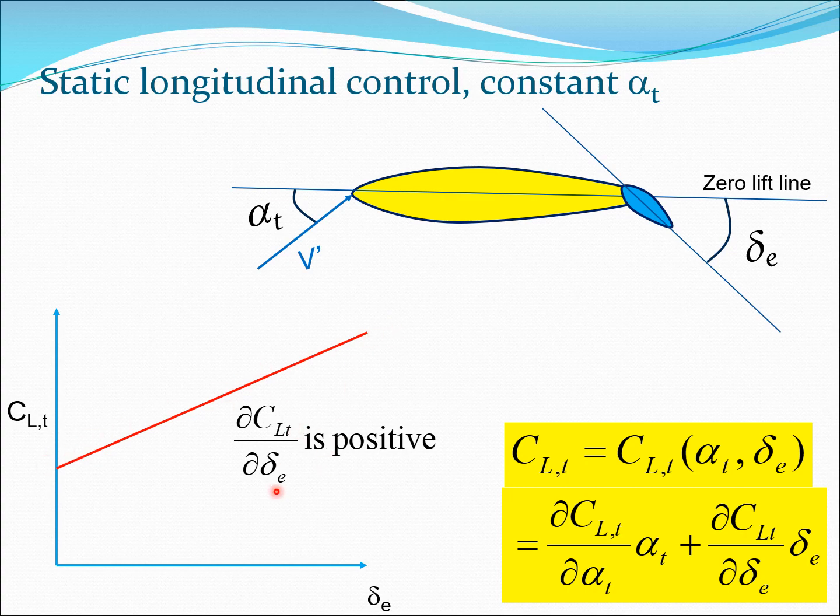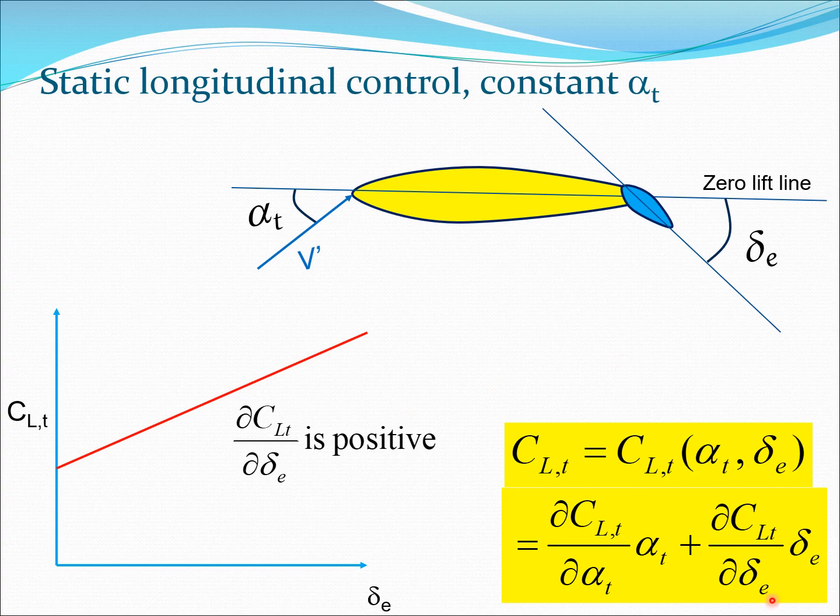So dCLT by d delta E is a positive value. Essentially it goes something like this. This is what we have seen in the graph before, and based on that, a line like this can be drawn. Now we can immediately write CLT in this form from the calculus chain rule. It's the derivative of CLT with respect to alpha t into alpha t, and the derivative of CLT with respect to delta E into delta E.